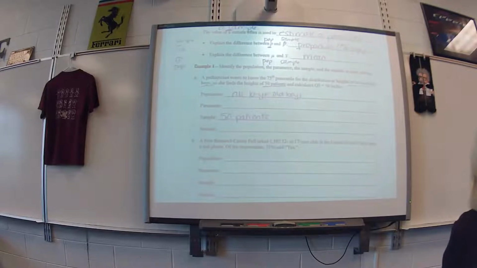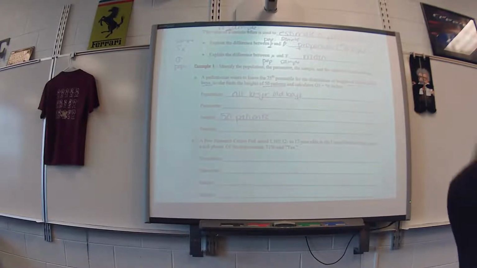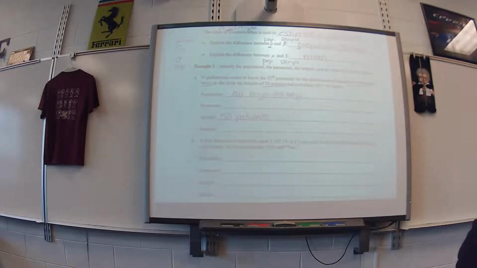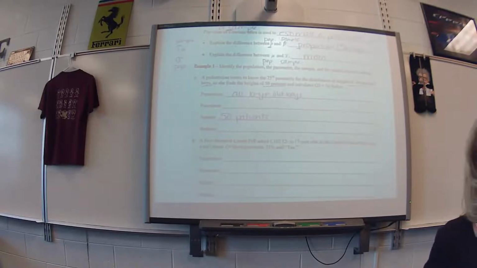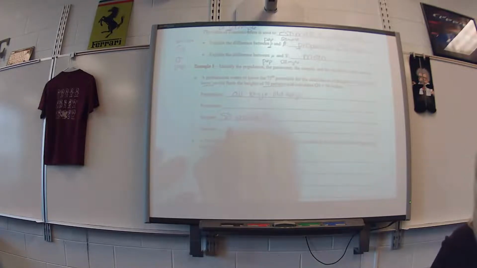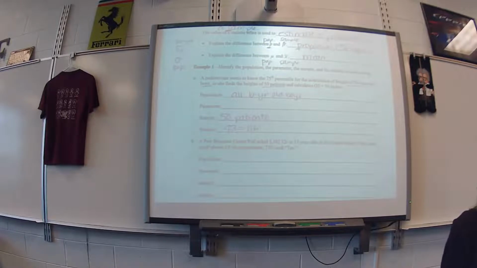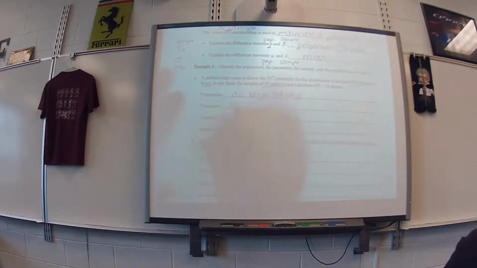So she knew it was not going to be possible for her to figure out what the heights were for every 10-year-old boy in the whole wide world. So she said, well, I'm just going to take a sample of 50 of them, and I'm going to calculate the 75th percentile, which she did. She calculated that Q3 was 56. The parameter would be Q3 for all 10-year-old boys.